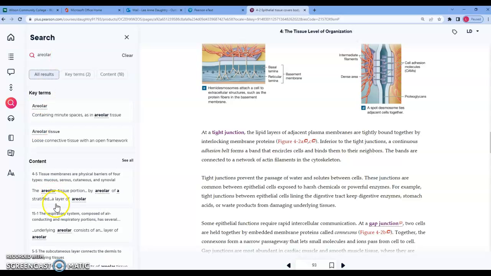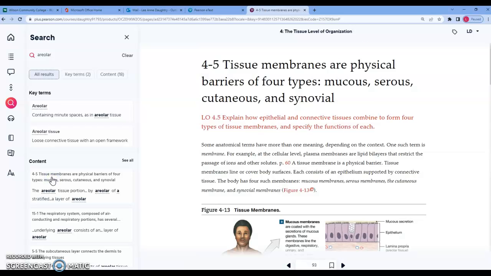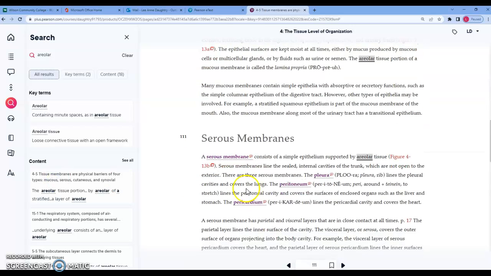And the way I'm knowing where to go is I'm skipping key terms because that's just telling you the definition. And I'm going to where it says content, and I'm trying not to go to anything that says summary or review or anything like that. I just want to go to this section in the text where I can read about it. So this is going to be section 4-5. This will be on our connective tissue.